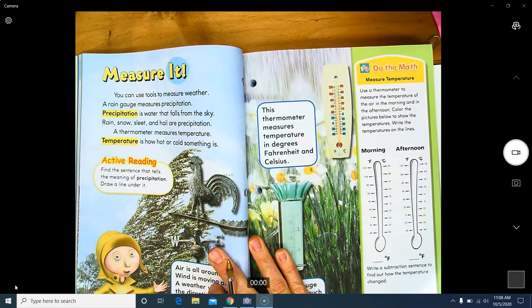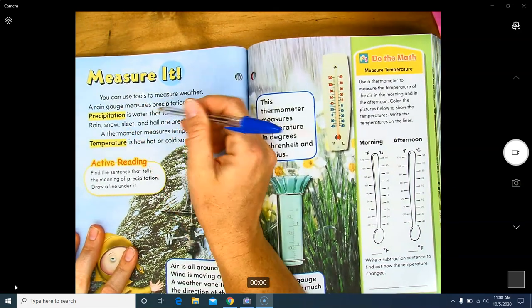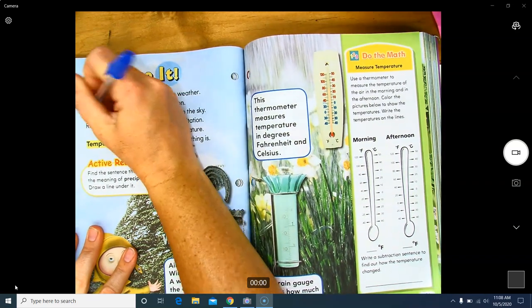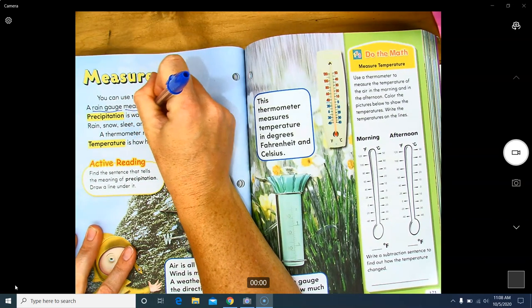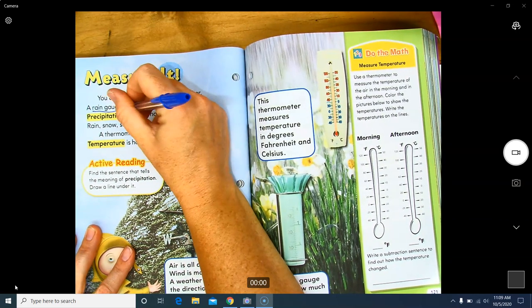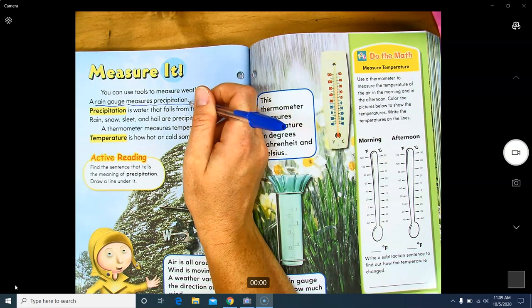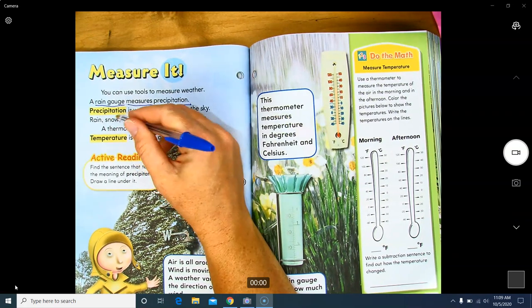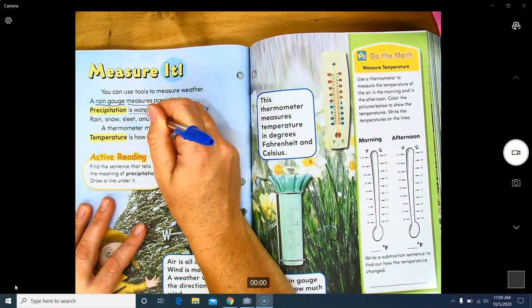Measure it. You can use tools to measure weather. A rain gauge measures precipitation. So I'm going to underline that because that is an interesting fact about a rain gauge. Rain gauge measures precipitation. Well, what's precipitation? Precipitation is water that falls from the sky.